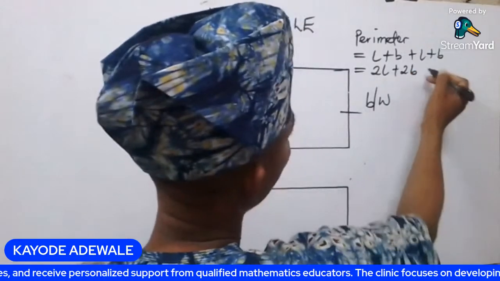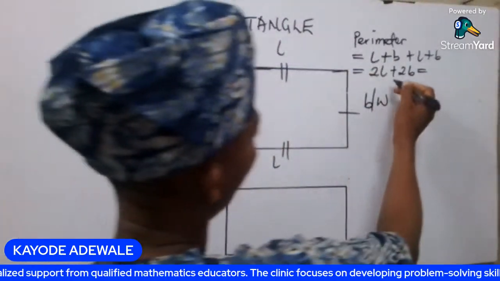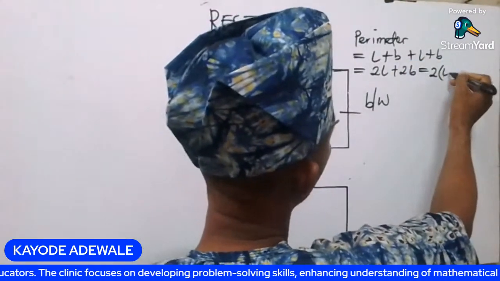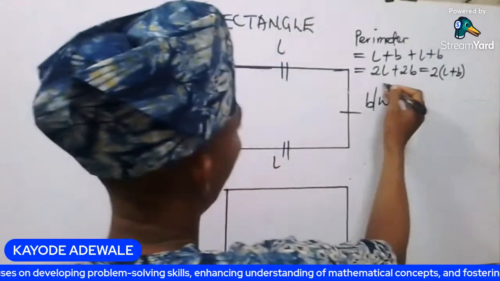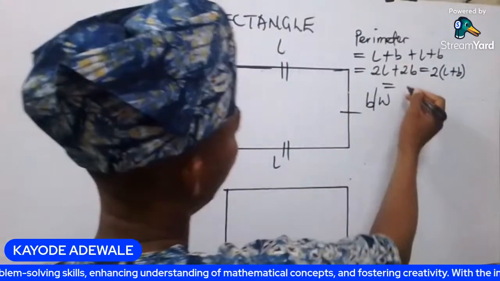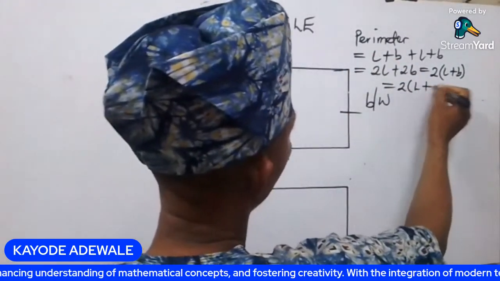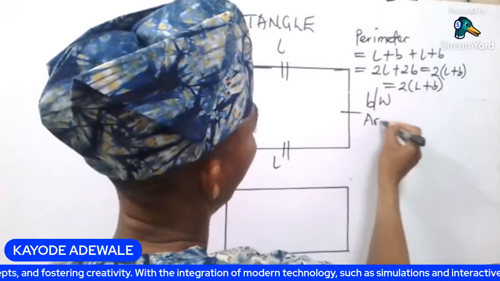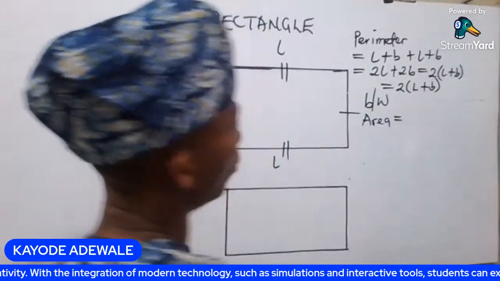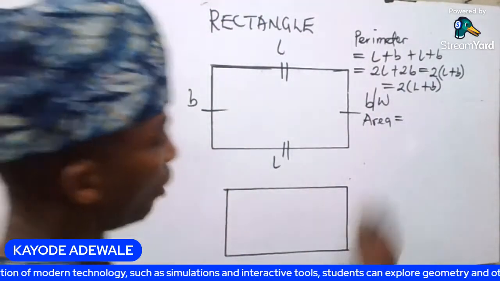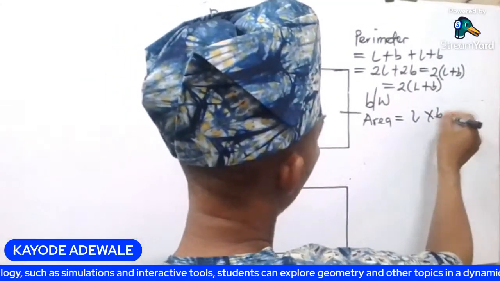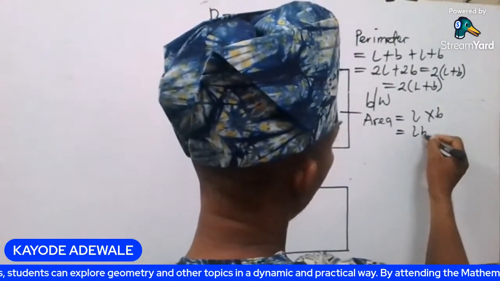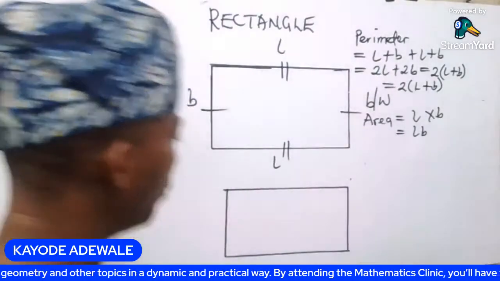In factorizing this, 2 is common to both of them. You take the 2 out, then we have 2 times length plus breadth. So the perimeter of a rectangle is 2 times L plus B, where B is the breadth. Now we want to look for the area. Like we said, the area of a rectangle is just the length multiplied by the breadth. Let's see an example.